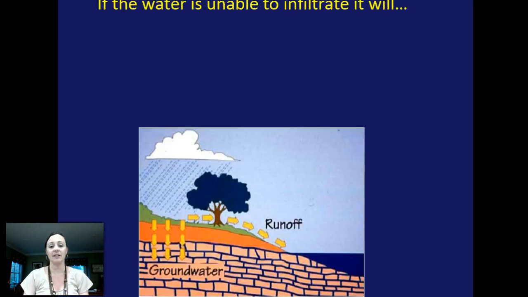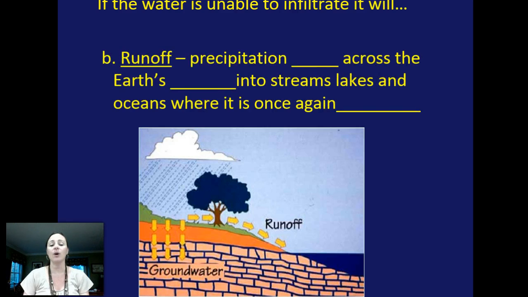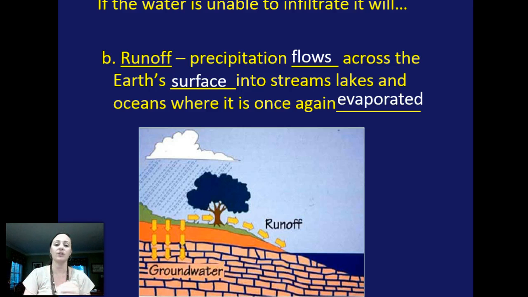If it can't infiltrate, then it will run off or form puddles, right? Precipitation flows across Earth's surface into streams and lakes and oceans where it's once again evaporated. So runoff is when the water will literally flow across the surface or puddle up on the surface. It cannot be infiltrated into the ground.